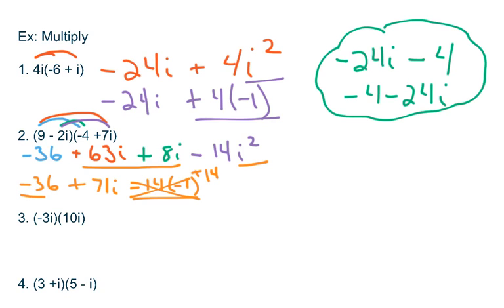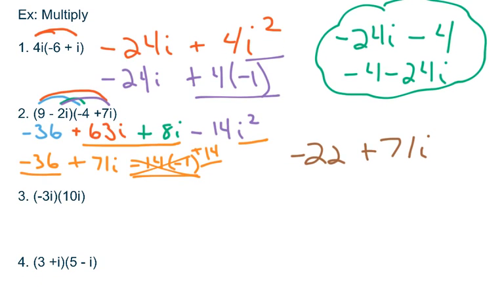So then the last thing we can combine, negative 36 plus 14, let me find one more color here, we'll do it in brown. Negative 36 plus 14 is negative 22, and then plus 71i. That would be your answer for number 2.